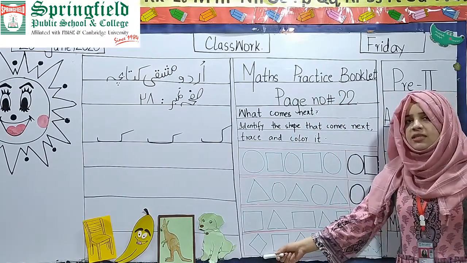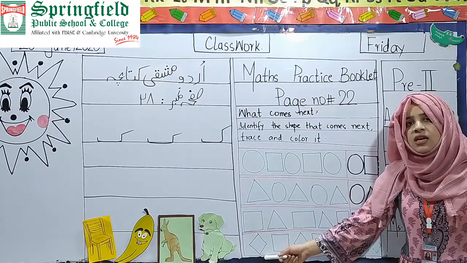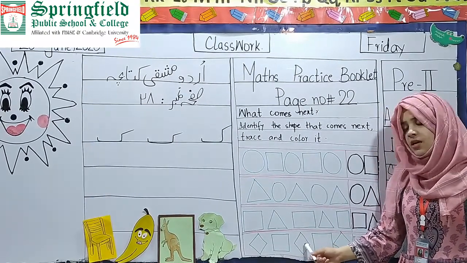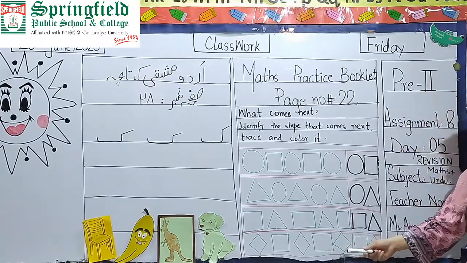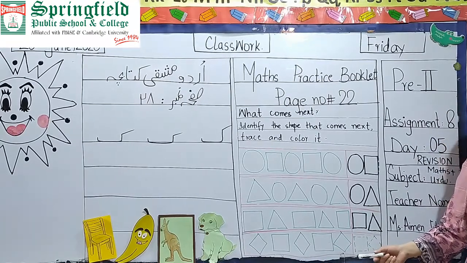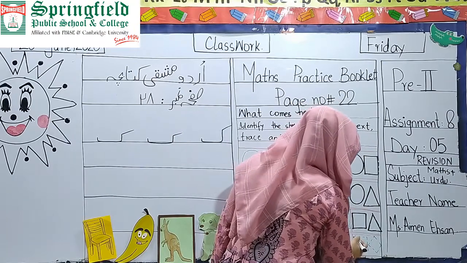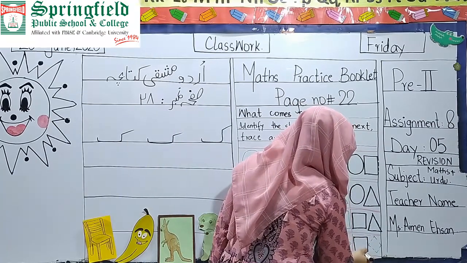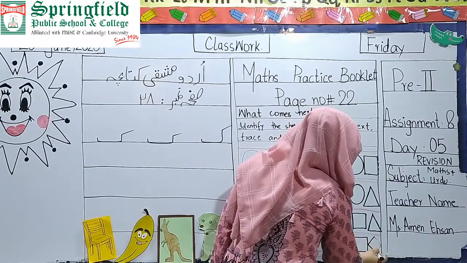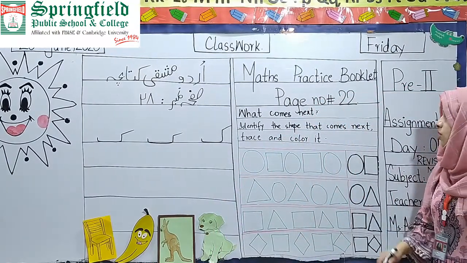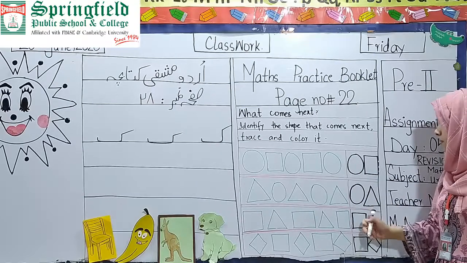Now which shape is this? This is a diamond. Square. Diamond. Square. Diamond. So what comes after square? Diamond. Now you have to do the coloring.